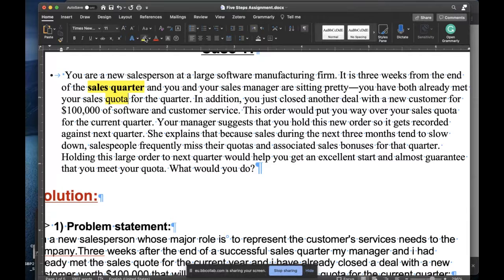What would you do? So, what is the ethical dilemma here, Mariam? No, I'm asking you, just relax. Why is this an ethical dilemma? Are we breaking any rule here, or what is the problem here? It's unethical, you mean? Why is it unethical?